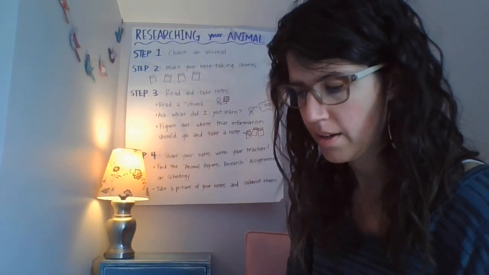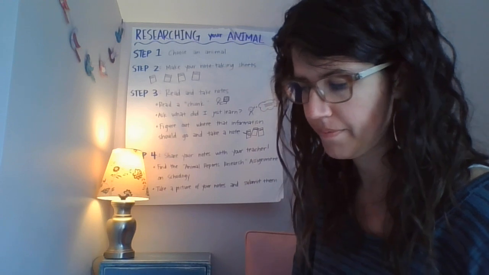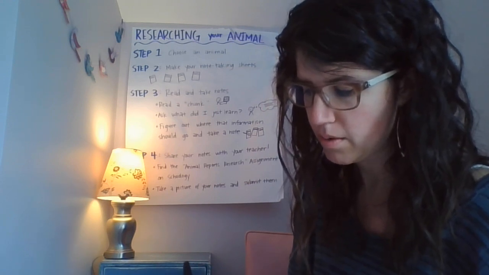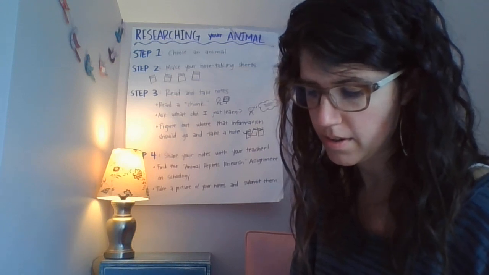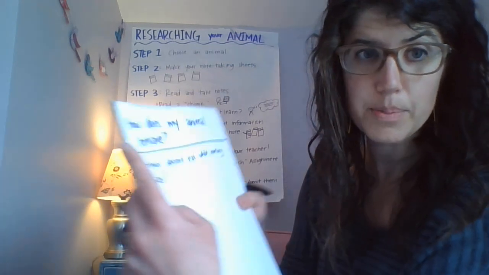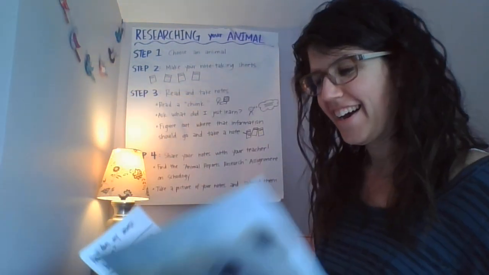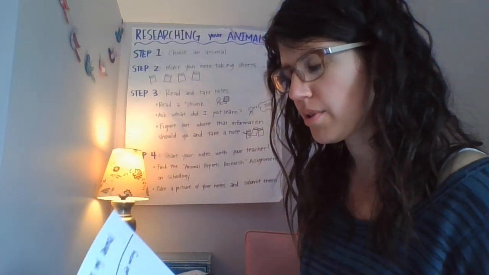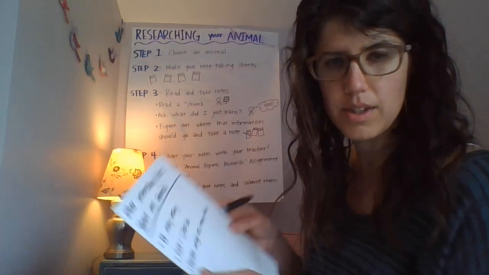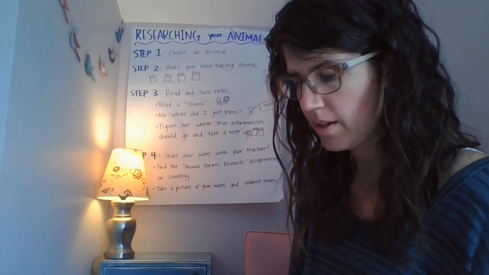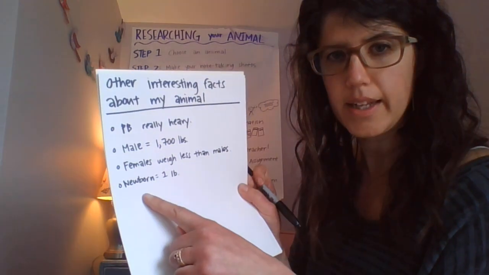So I'm going to write: mother doesn't eat while nursing babies. I'm going to do an exclamation point because I was pretty surprised by that fact. Mother doesn't eat while nursing babies. Thank you for reading that backwards. And then I also learned that the newborns are 1 pound. That's not a behavior. It's not where the animal lives. It's kind of another interesting fact about my animal. Newborn equals 1 pound. I just added that there.